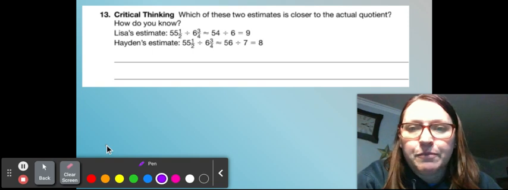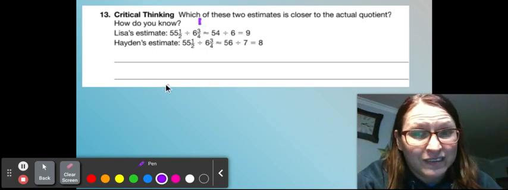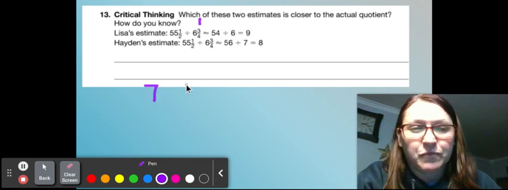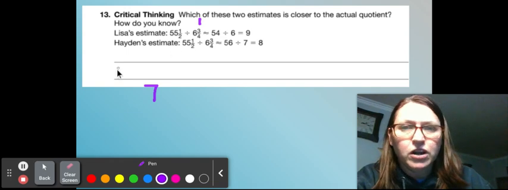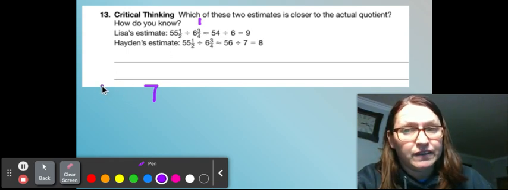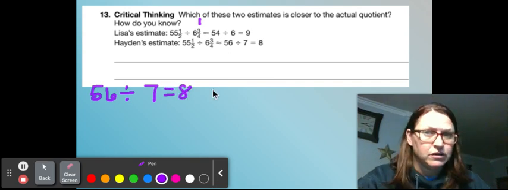Okay, I need to compare. So I'm looking at 6 and 3/4. Well, that is closer to 7 than 6. So I'm going to say 7. What does 7 go into that's close to 56 or 54? Well, 7 times 8 is 56. So I'm going to do 56 divided by 7 equals 8.